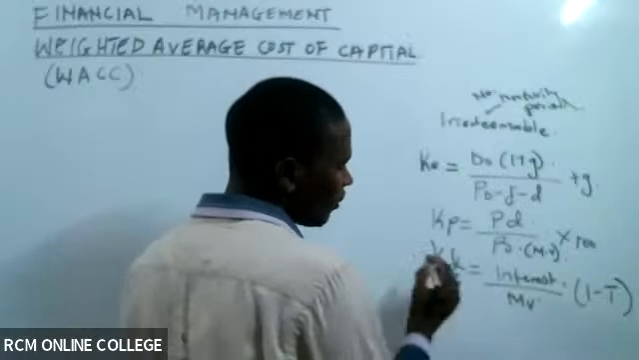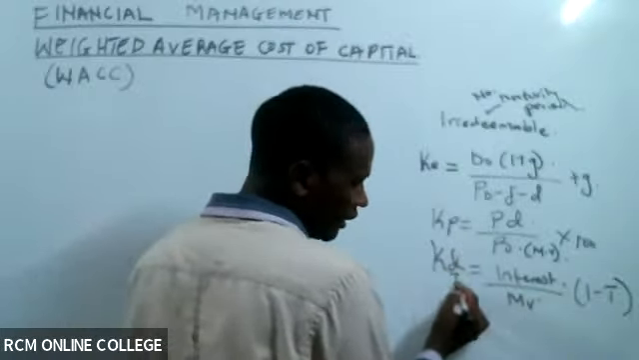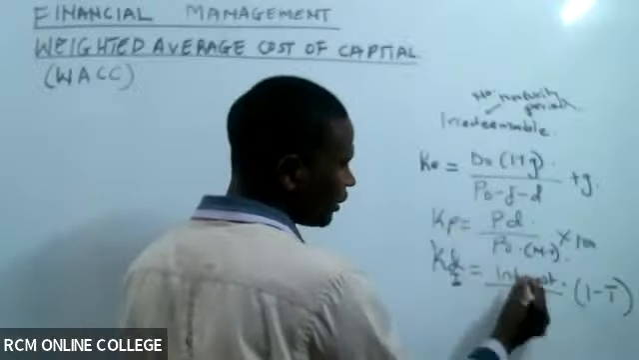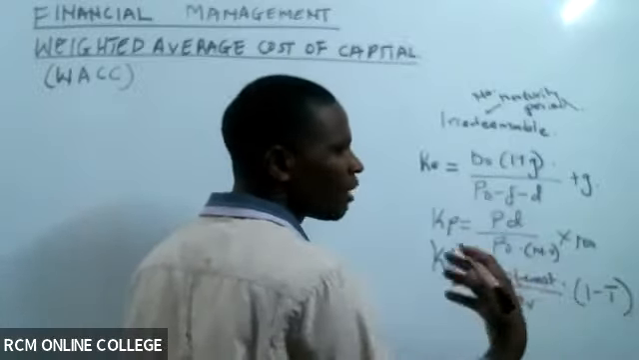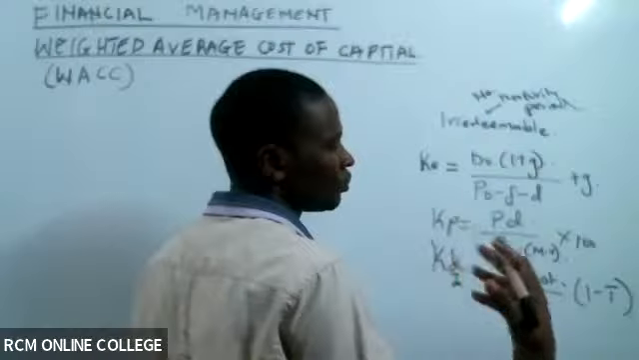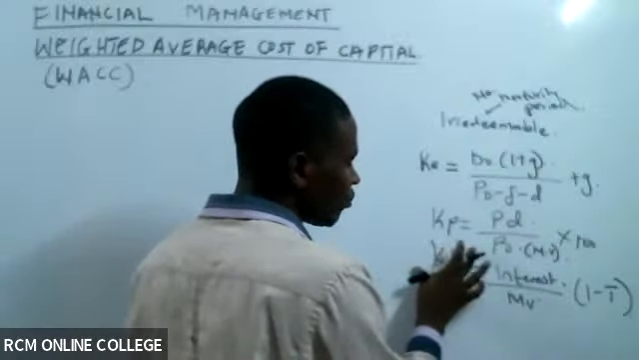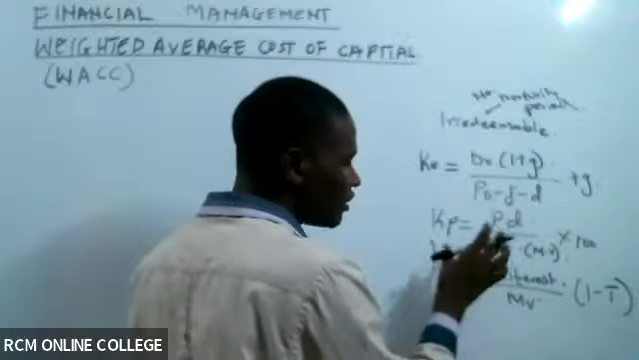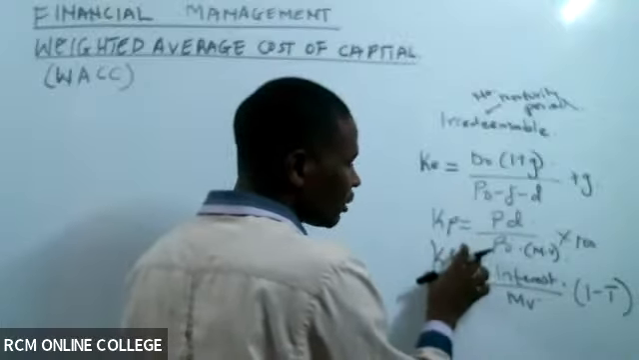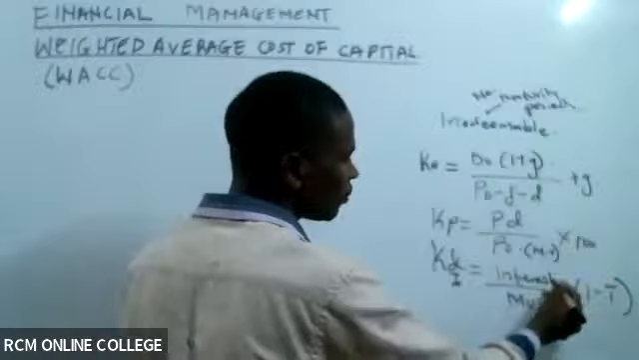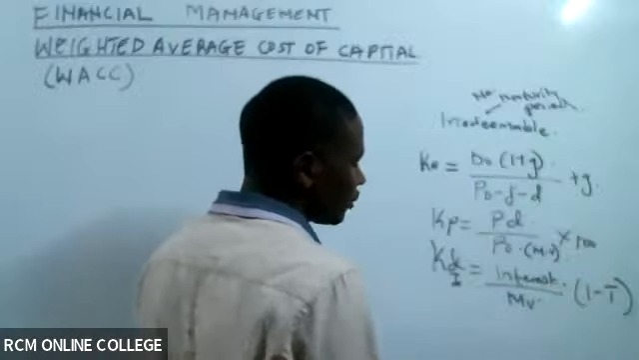So wakati umeona swali hajataja the period, number of years, 10, 20, 30, 50, like that, know that you're dealing with a debt that is not redeemable. A debt that is not redeemable goes up to infinity.